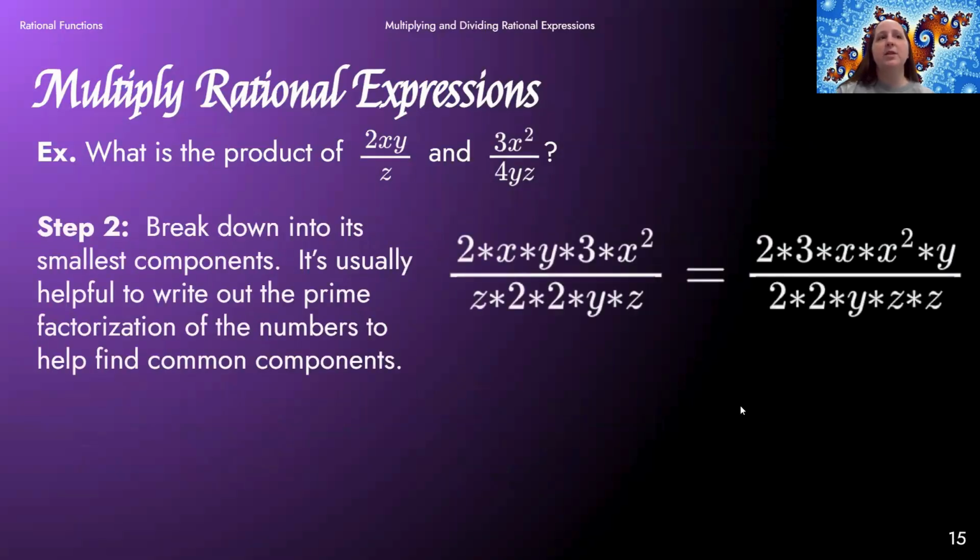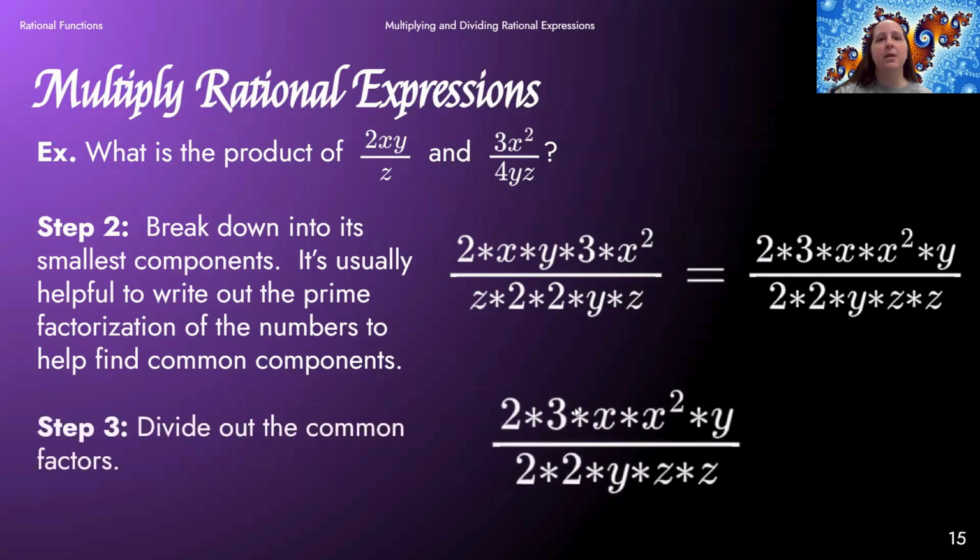Break down into its smallest components. It's usually helpful to write out the prime factorization of the numbers to help find common components. Okay, and then we can reorder them so they're all in numerical and exponential order. Okay, and I can divide out my common factors. They both have a 2 in common. They both have a y in common. Everything else stays the same.